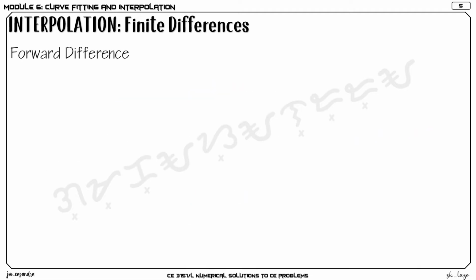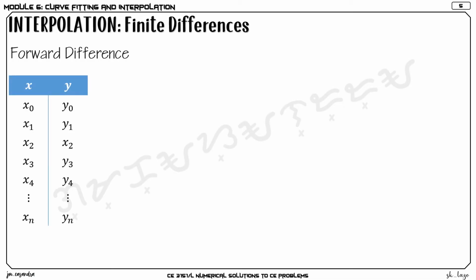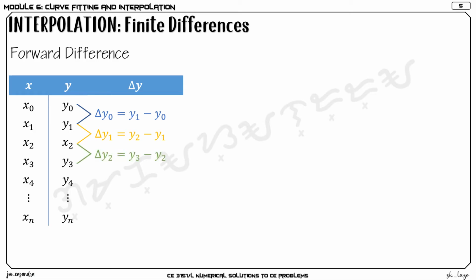So to understand the pattern that we have just derived, let us take a look at this table. Given now the values of x and its equivalent y, delta y can simply be taken as y1 minus y sub 0. Delta y sub 1 is equal to y2 minus y1. Delta y2 is equal to y3 minus y2. Delta y3 is equal to y4 minus y3, and so on.